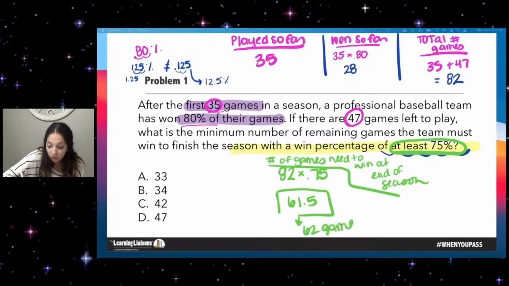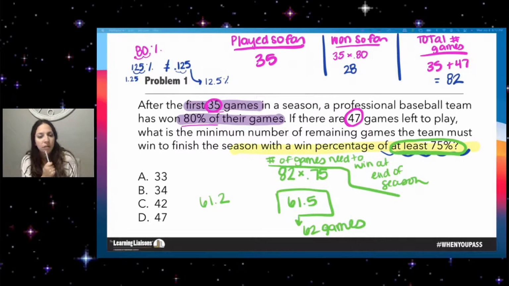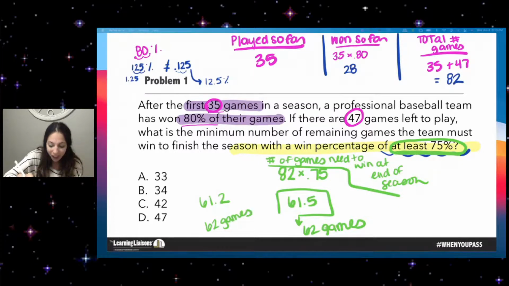Now, 0.5 rounds us up. I want you to think about this. What if we had gotten 61.2? How many games would they need to win to have a win percentage of at least 75%? They would still need to win 62 games. Why? Because I can't round down, because then that'll take my percentage down just the slightest.